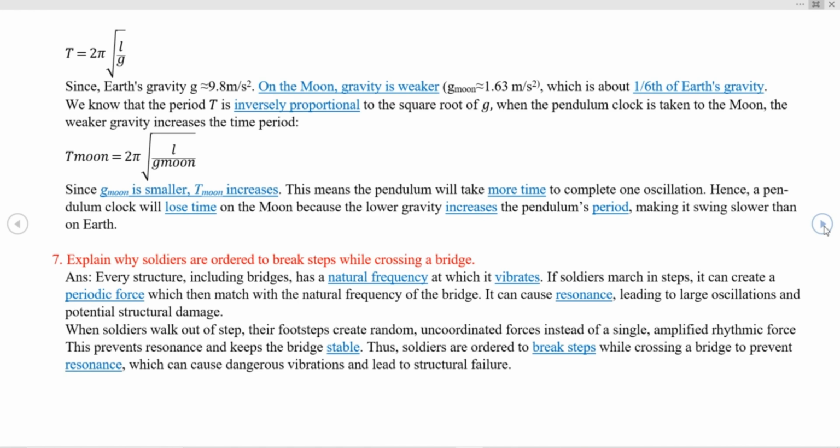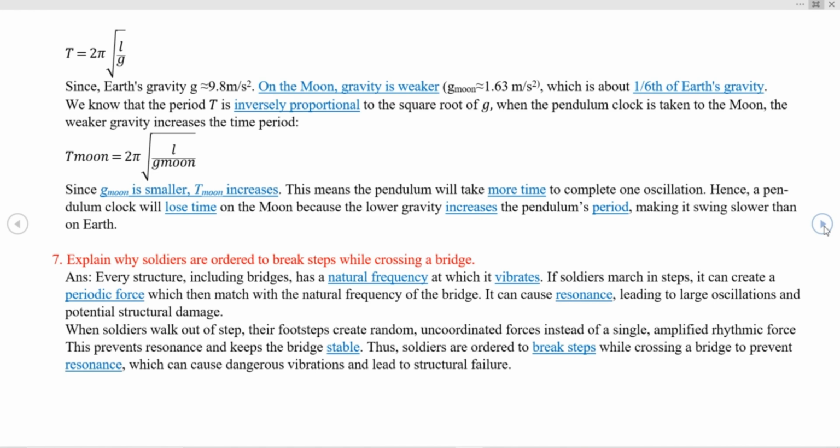We know that the period T is inversely proportional to the square root of g. When the pendulum clock is taken to the moon, the weaker gravity increases the time period. We know T moon equals 2 pi root over L by g moon. Since gravity on the moon is smaller, the time period on the moon increases. This means the pendulum will take more time to complete one oscillation. Hence, a pendulum clock will lose time on the moon because the lower gravity increases the pendulum's period, making it swing slower than on Earth.